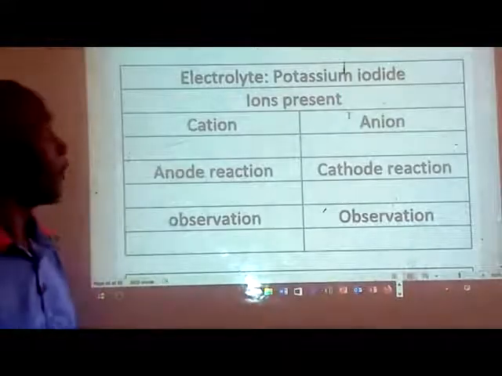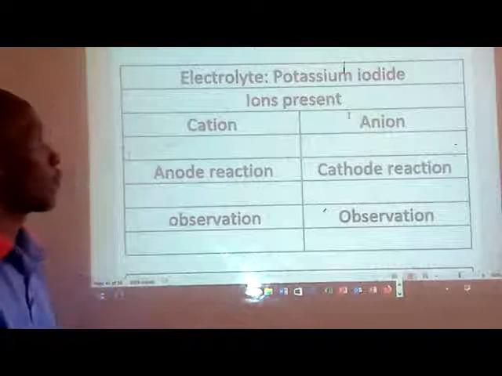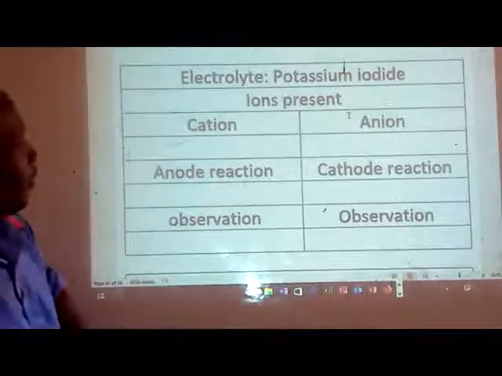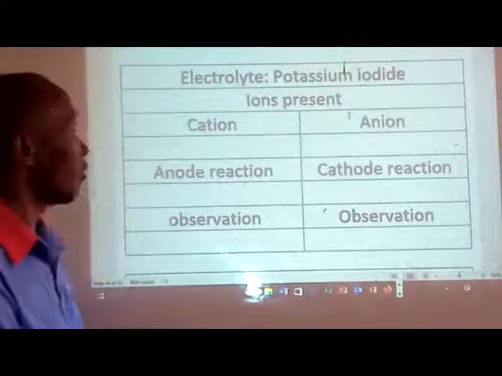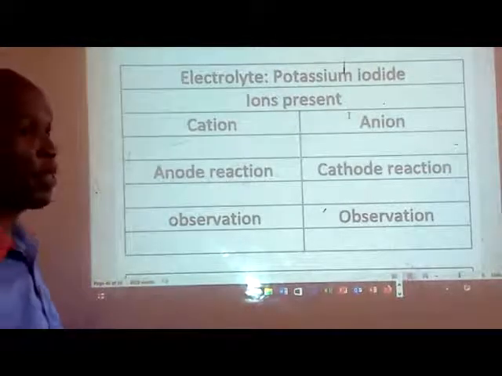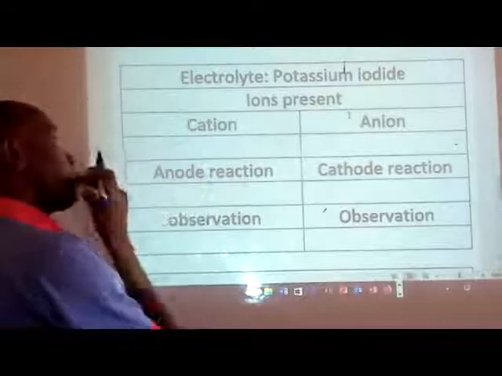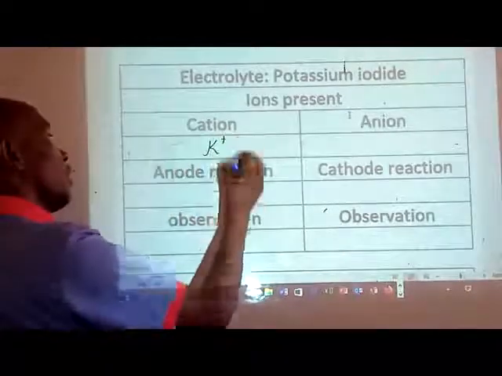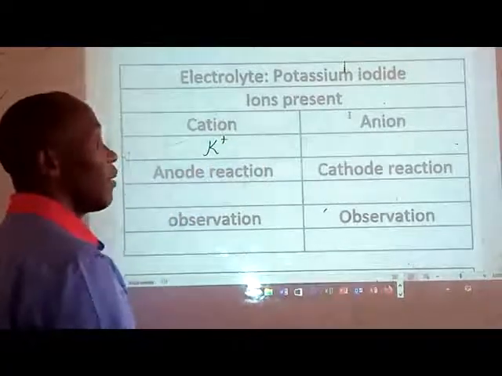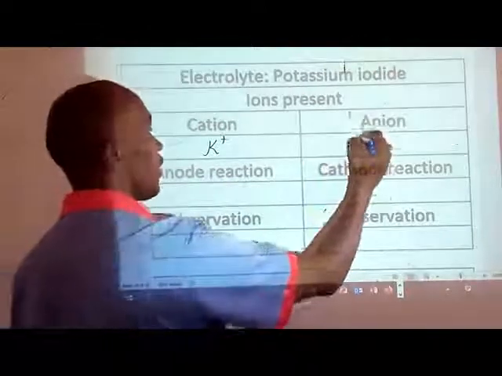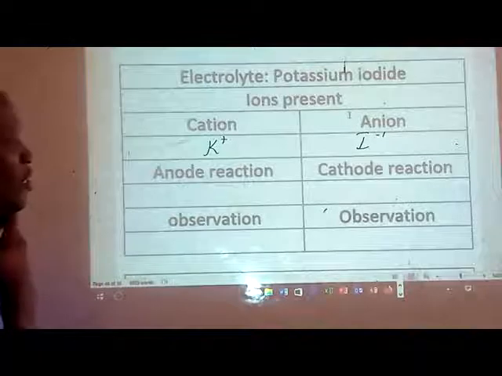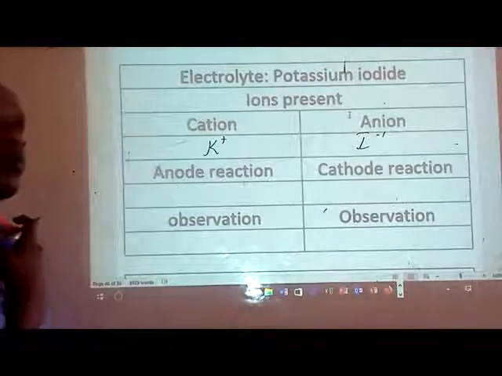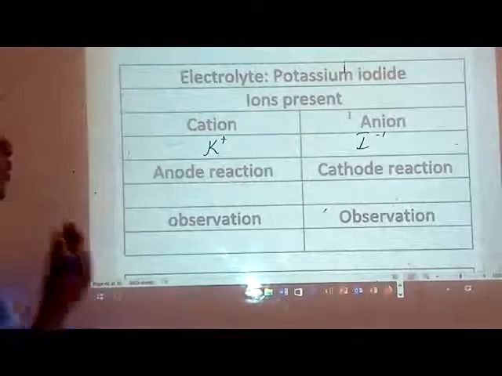Another example, potassium iodide, molten again. We're not talking about solutions. What are the cations present? I hope you've stopped to think: potassium ions. What are the anions present? The iodide ion. What is the reaction at the anode? What moves towards the anode is the anions.